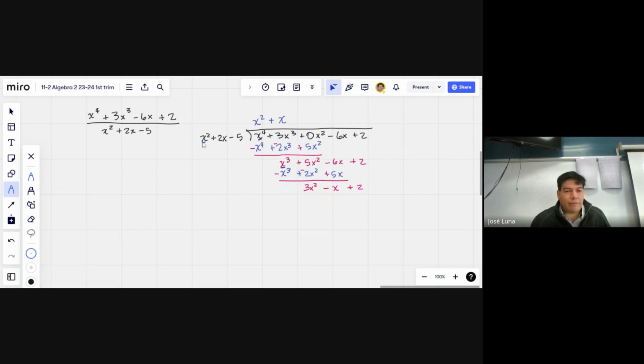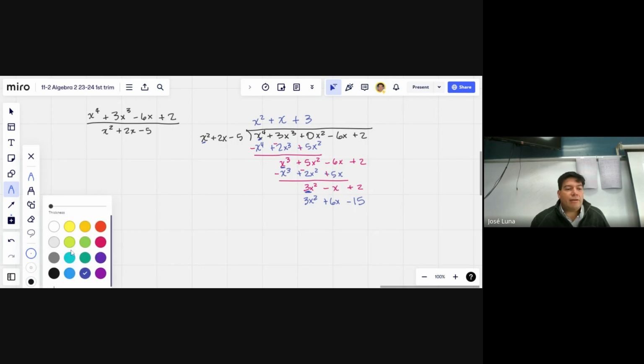And then repeat the process one last time. 3x squared: x squared times what is 3x squared? It's only 3. So I'm going to put 3 here. That's the quotient. 3 times, and multiply. 3 times x squared is 3x squared. 3 times 2x is 6x. And 3 times negative 5 is negative 15.